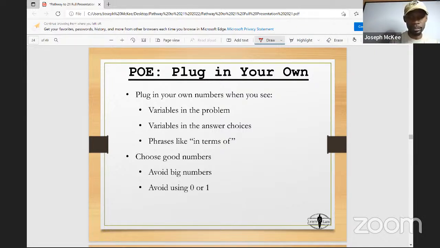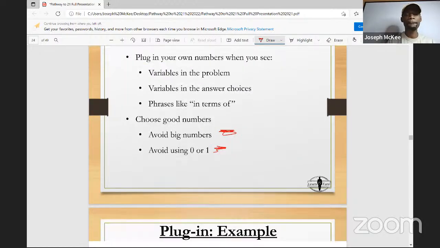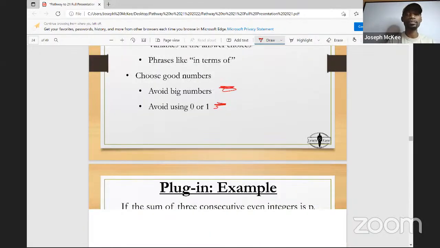And what do we mean by good numbers? Avoid using big numbers and avoid using 0 and 1, because those can be misleading. Again, if you use big numbers, now you got to use the calculator. And that's not what we want to do. We want to use something that is going to be simple, that we can do within the allotted time that we have. So what does that look like?